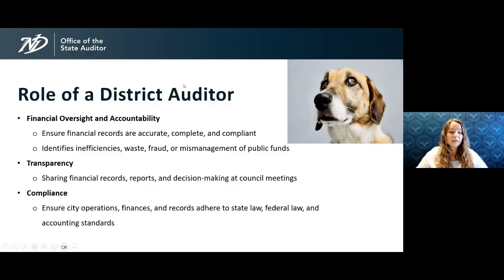And then finally, the piece about compliance. You ensure that operations, finances, and records adhere to state law, federal law, and accounting standards. And there's a lot in that. If you're ever overwhelmed by the different types of compliance pieces, always feel free to contact us. We're always available for questions.